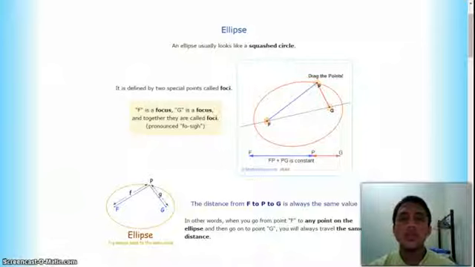Today I'm gonna show you how to find the area of an ellipse and the area of the wing.